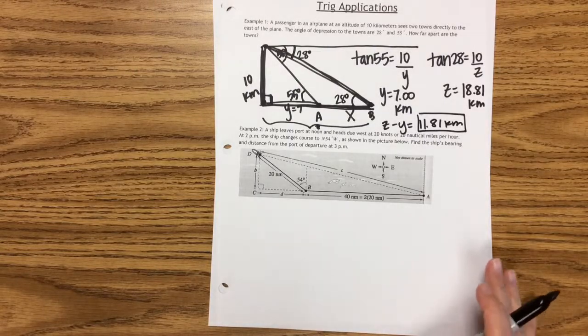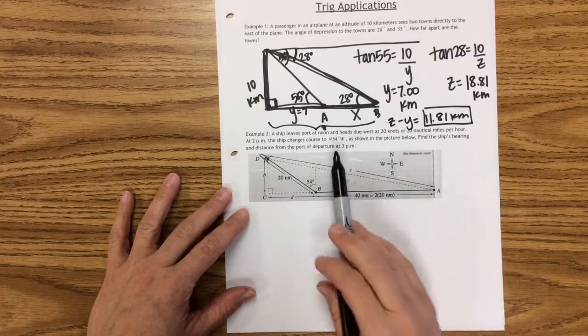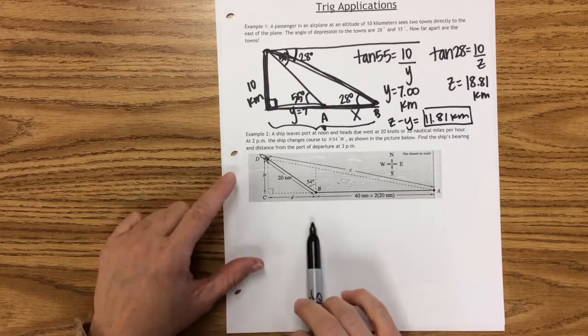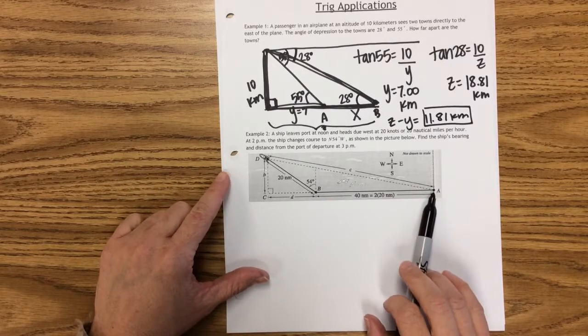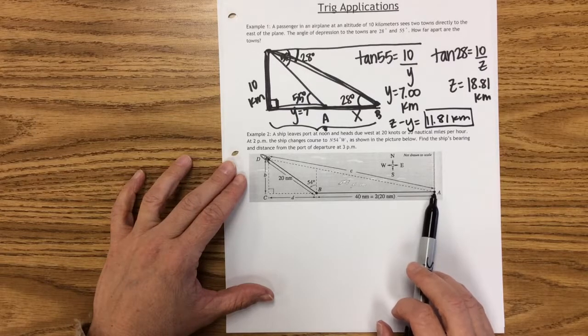Now I'm going to do example 2. This example deals with bearing and how to use bearing with degrees in different angles. So a ship leaves port at noon. We have port here at point A and heads due west at 20 knots or 20 nautical miles per hour.